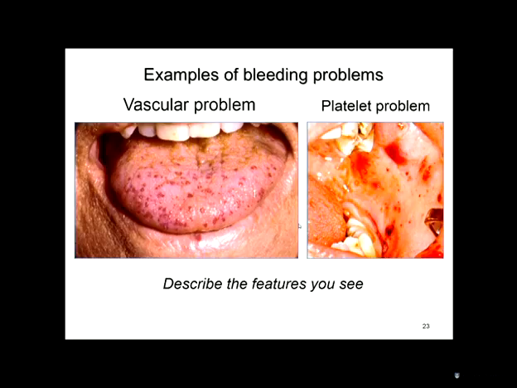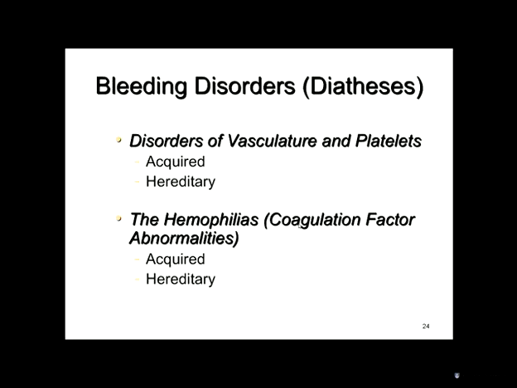Okay, so we're just going to go over some of these types of problems. When it comes to bleeding disorders, oftentimes physicians call them diathesis. And as I said, it can be either vasculature or platelet problems. And then there is a separate group, which we won't have time for today, but we'll cover later.